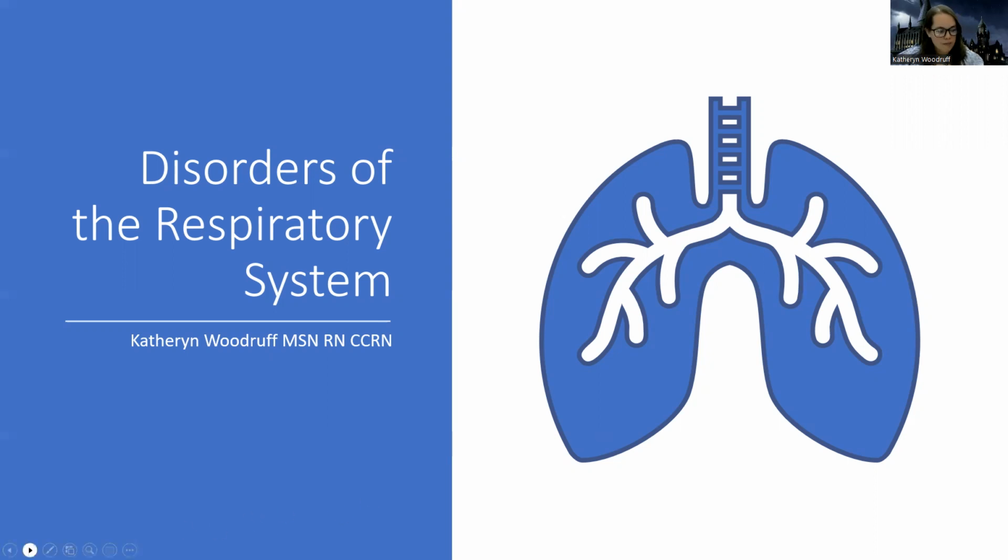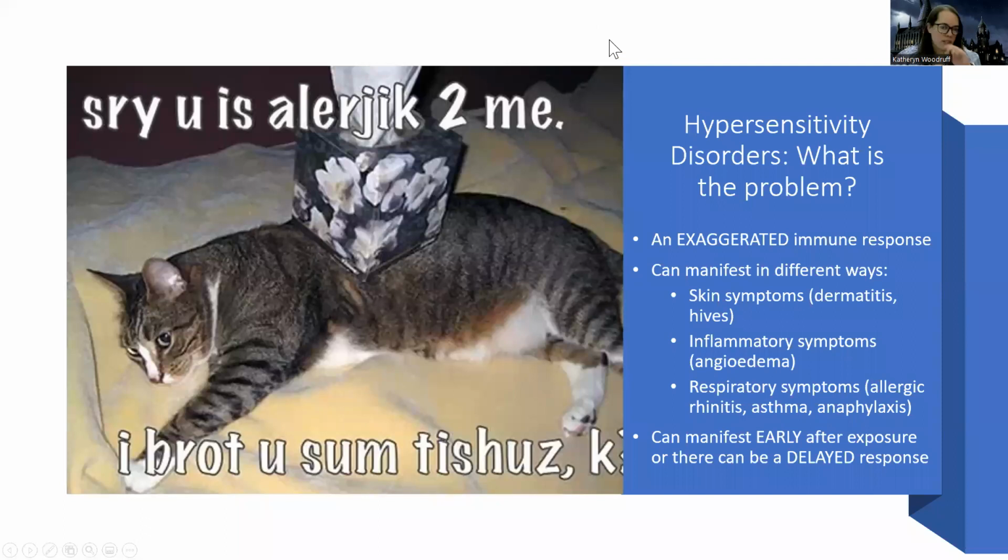So let's get started. So to get started, let's talk about hypersensitivity disorders. There's a lot of disorders that are going to be covered in this unit that can be classified as hypersensitivity disorders. There's types 1 through 4, and you don't need to go in depth about what all those hypersensitivity disorders are. But what you do need to know is, in general, what is a hypersensitivity disorder?